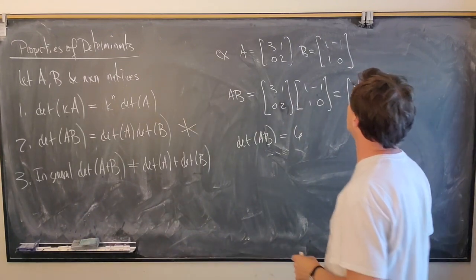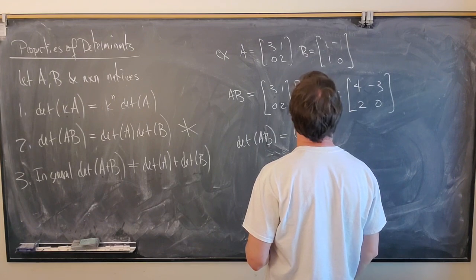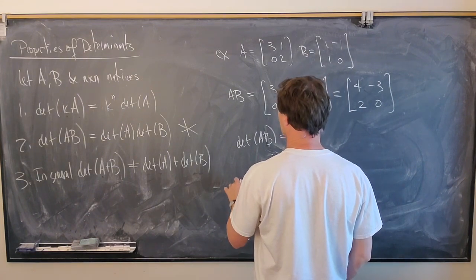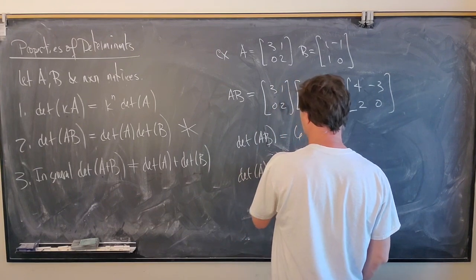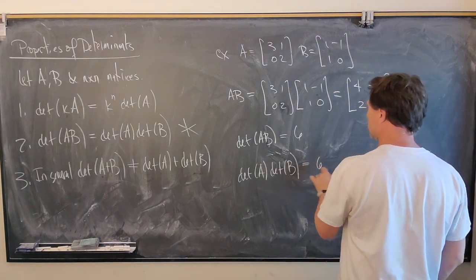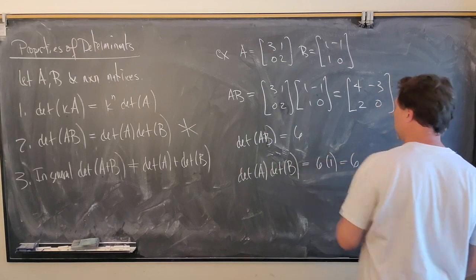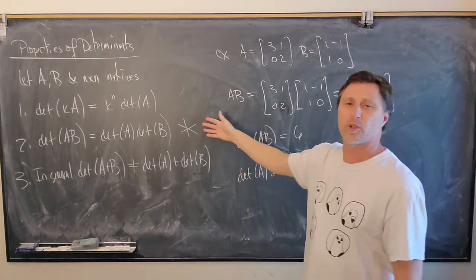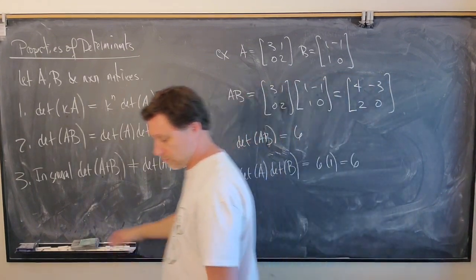And if we do them individually, what do we have here? We've got the determinant of A times the determinant of B, that's going to be a 6 times positive 1. So we get 6. They're a match. That's what we'd expect. This is not too hard to prove. They prove it in their book. If you want to go through the proof, you can.